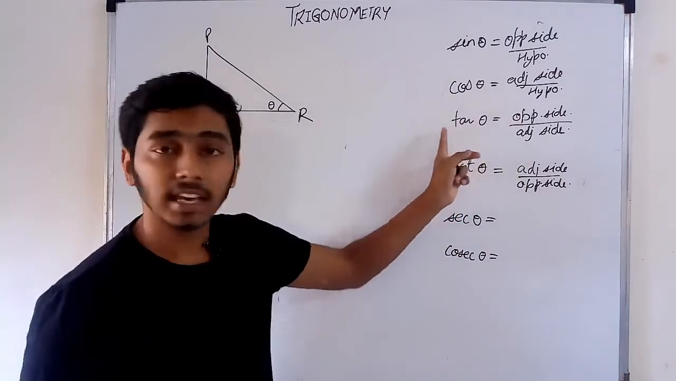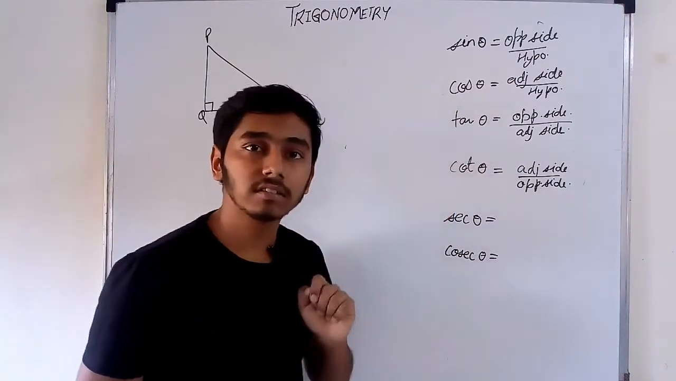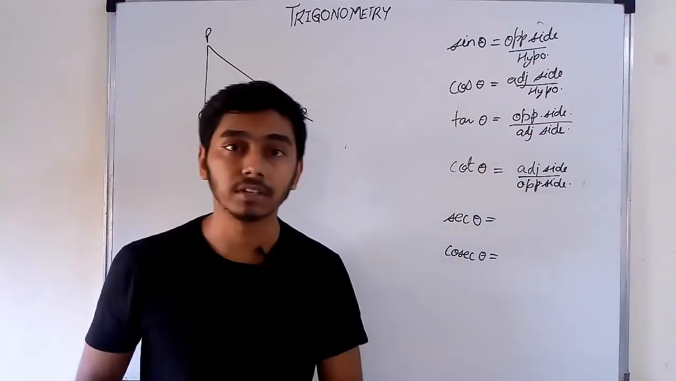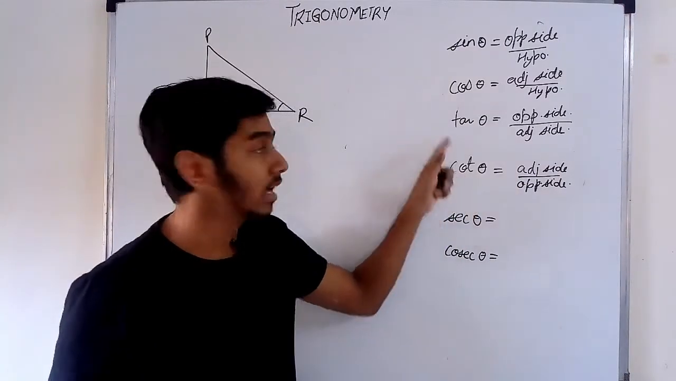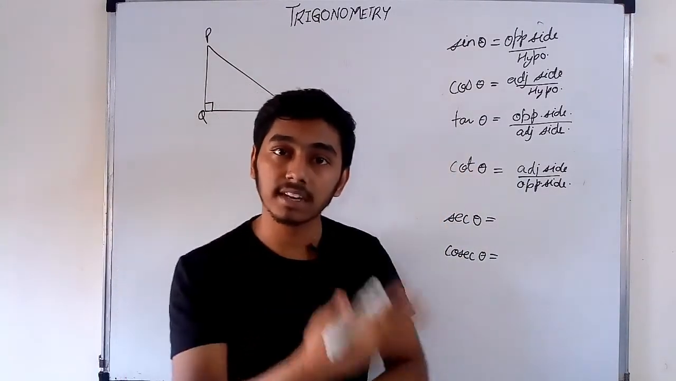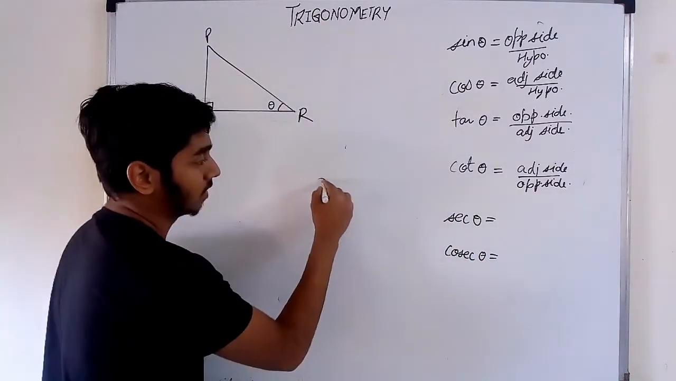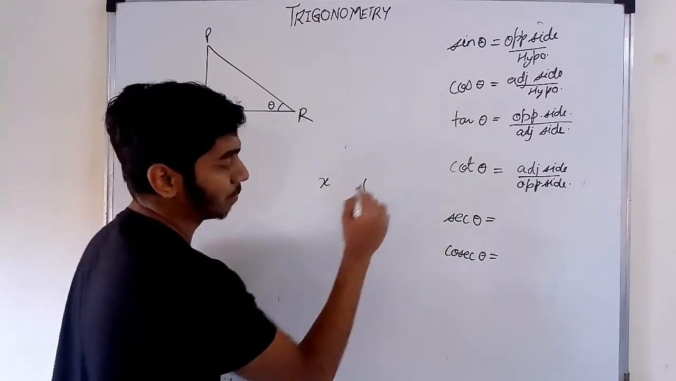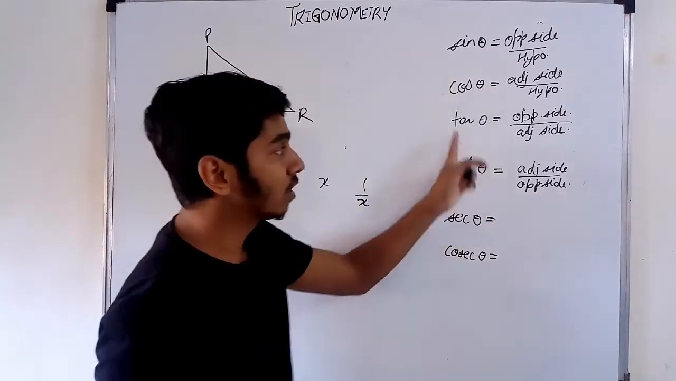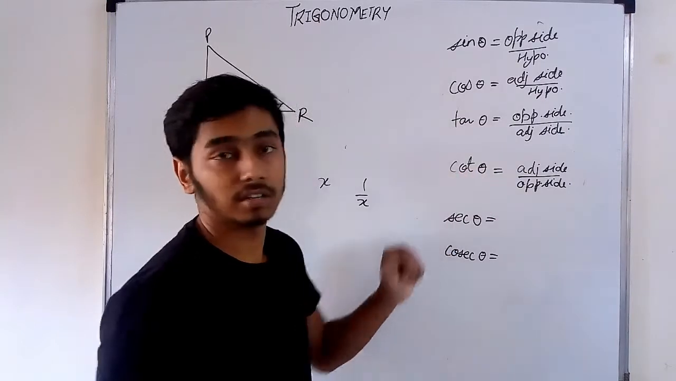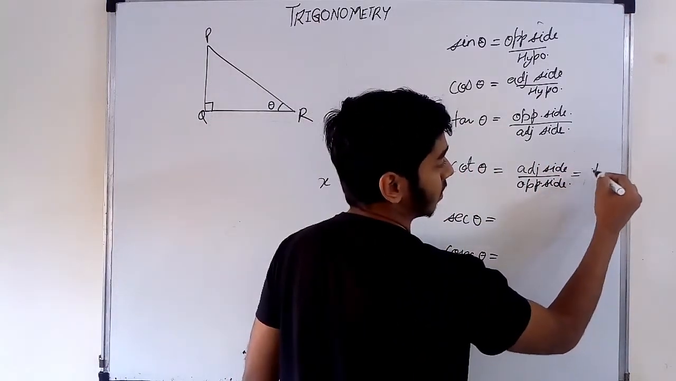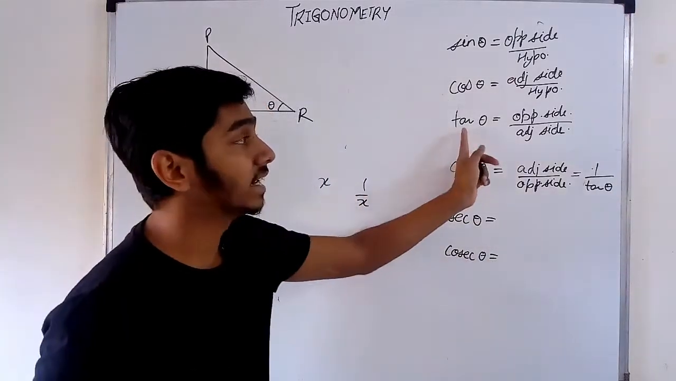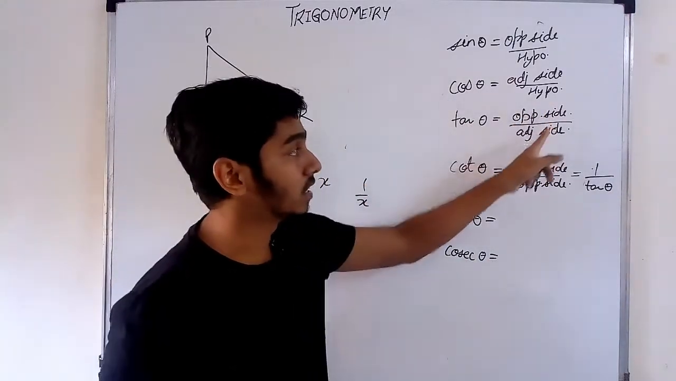Can you find the relation between tan and cot? Tan is opposite upon adjacent and cot is adjacent upon opposite. So can we say that cot is the reciprocal of tan? You know what a reciprocal is? If I say x, then the reciprocal of x will be 1 upon x. Yes or no? Therefore, the reciprocal of tan is cot. That means cot is 1 upon tan.